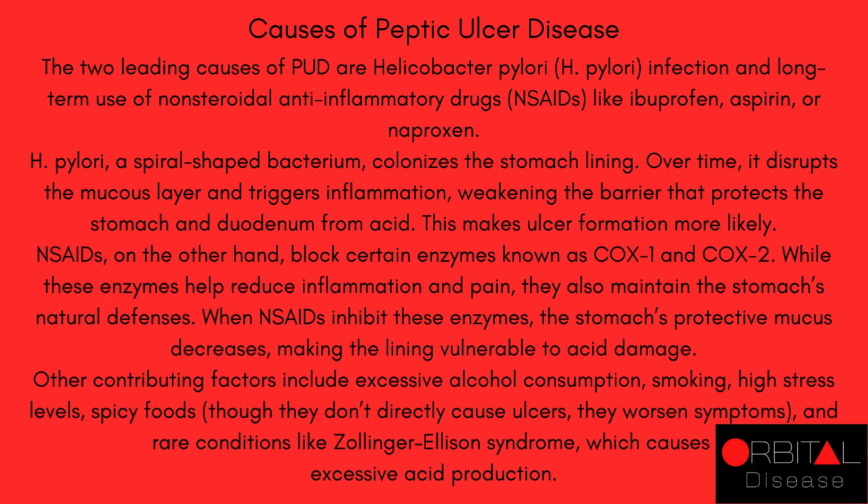NSAIDs, on the other hand, block certain enzymes known as COX-1 and COX-2. While these enzymes help reduce inflammation and pain, they also maintain the stomach's natural defenses. When NSAIDs inhibit these enzymes, the stomach's protective mucus decreases, making the lining vulnerable to acid damage. Other contributing factors include excessive alcohol consumption, smoking, high stress levels, and spicy foods, though they don't directly cause ulcers, they worsen symptoms, and rare conditions like Zollinger-Ellison syndrome, which causes excessive acid production.